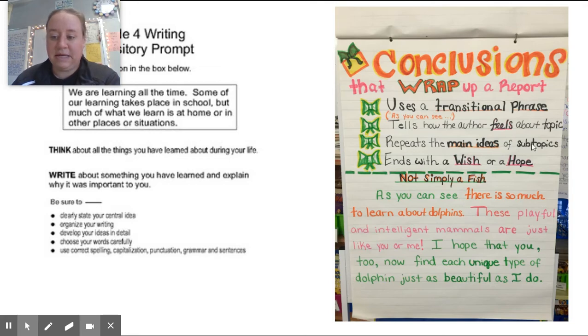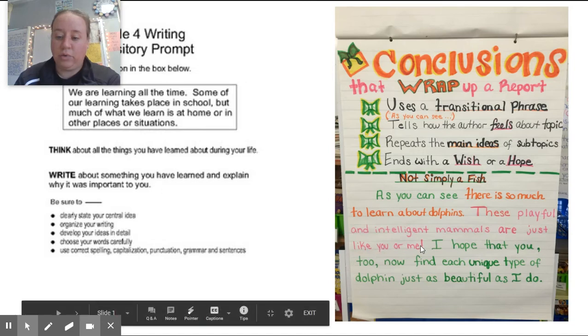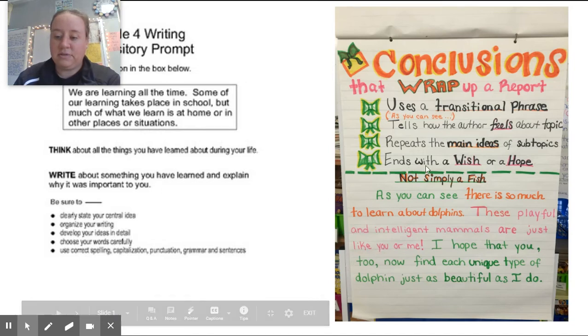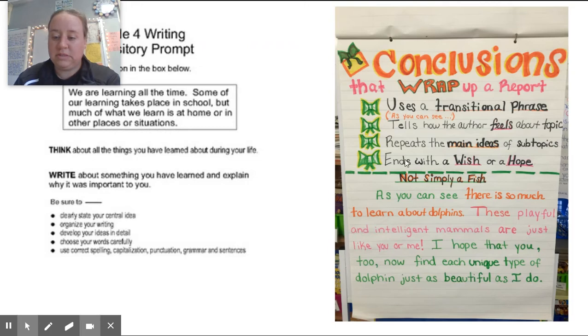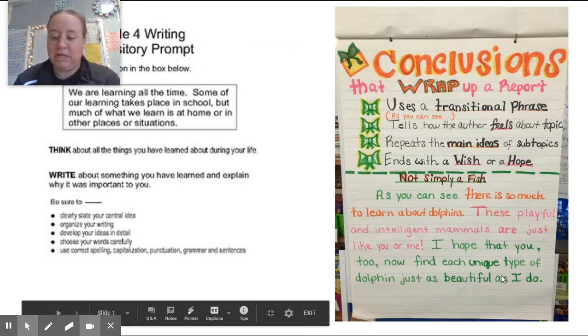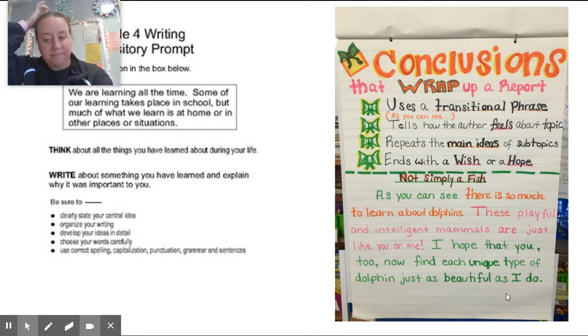It repeats the main ideas of the subtopics. So for this one, they're talking about dolphins. So they say these playful and intelligent mammals are just like you or me. Then it ends with a wish or a hope. This is just an example. I hope that you too now find each unique type of dolphin just as beautiful as I do. Okay, so that is one way that you can have a conclusion, finish up your paper.